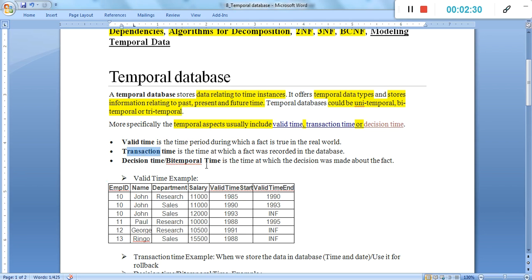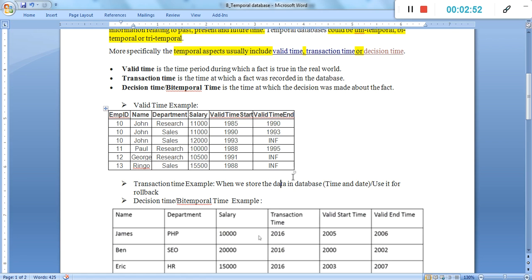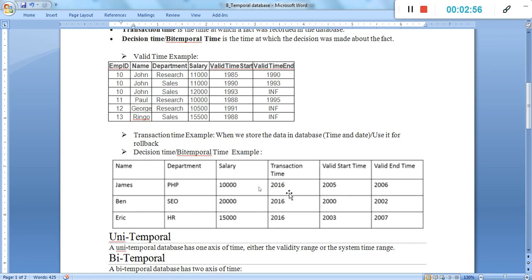Transaction time is the time at which a fact was recorded in the database. When we store a record, the information about the transaction time is stored. When we store the data in a database, the time and date are used for rollback. When we store the record, the table contains a transaction time, which may be the year or the time span in which we stored that record.